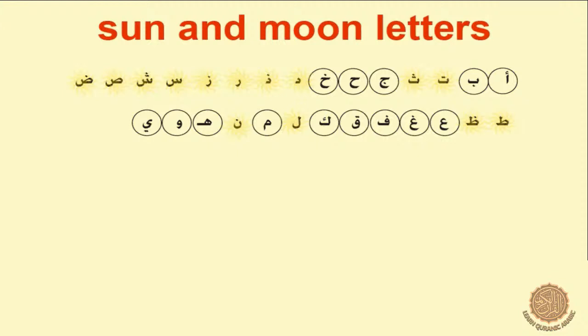Bismillah. Now, in this lesson, we're going to speak about the division of letters as sun letters and moon letters. Huruf shamsiyya and huruf qamariyya. Now, the letters I have that look like a moon are the moon letters, while the ones that have the sun on them are the sun letters. Now, why do we have this division?